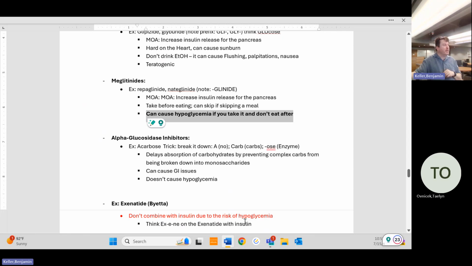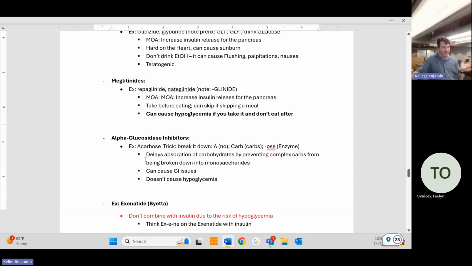Alpha glucosidase inhibitor. This is an ASE ending, so that means an enzyme, and it's an enzyme inhibitor. So what does it do? The name of it is acarbose. You can break it down: A for no in Greek, carb for carbs, and ose for enzyme. So what does it do? No carbohydrate enzyme. It's an alpha glucosidase inhibitor.